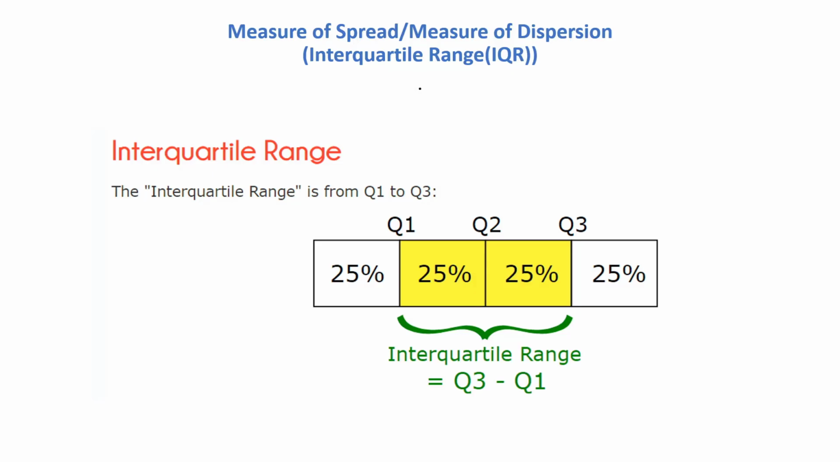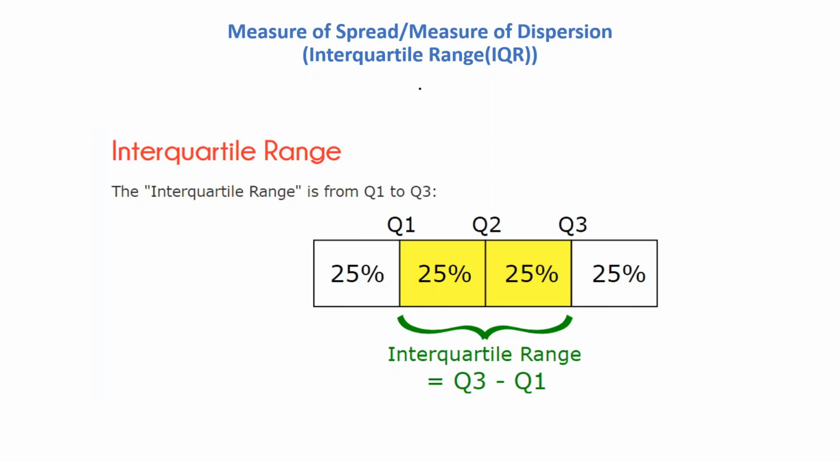Hello everyone. Today we are going to discuss the interquartile range. We had already discussed the measures of spread and measures of dispersion in our last videos. You can follow those videos to understand what the range, the variance, and the standard deviation are. So today we are going to discuss the fourth one, the interquartile range.